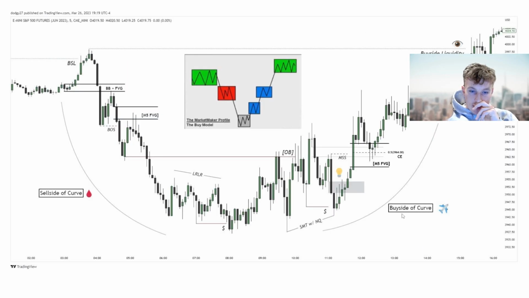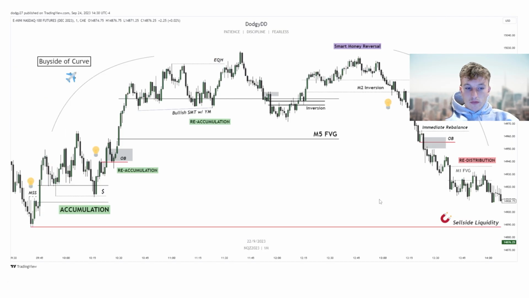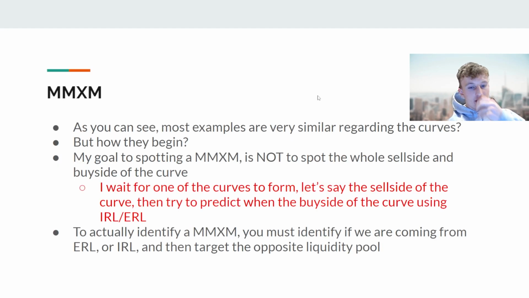Okay, another one. This one actually, the smart money reversal was an SMT, and I go over SMTs at some point in this course, but this was an SMT, which is nice. Another one, another SMT with the S. I'm assuming this is probably fair value up to the left as well. Another one here. And yeah, you can see most of the examples are similar regarding the curves.